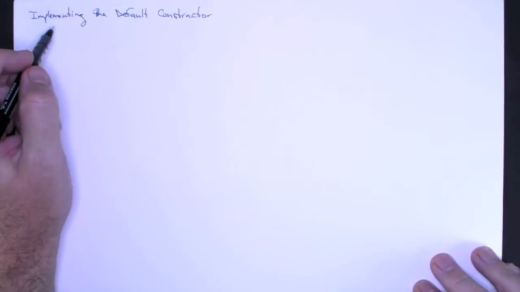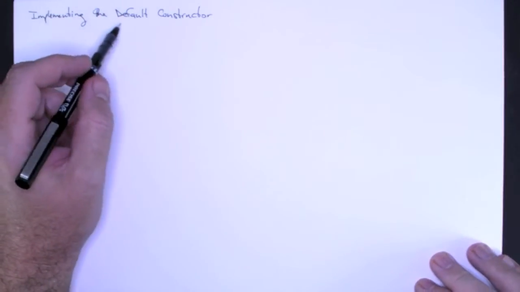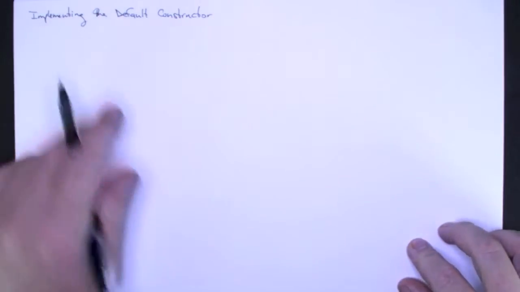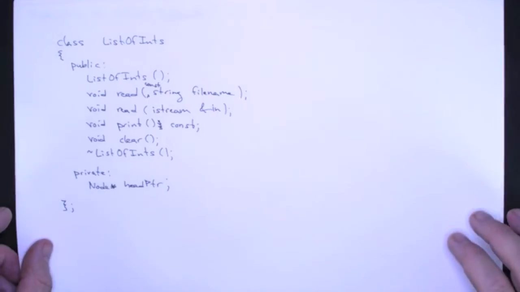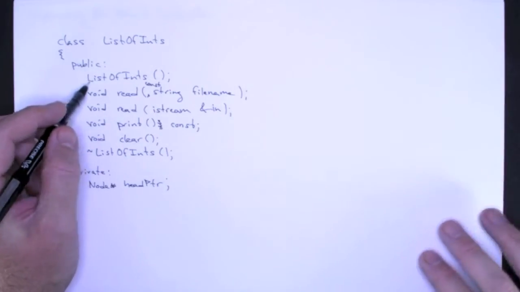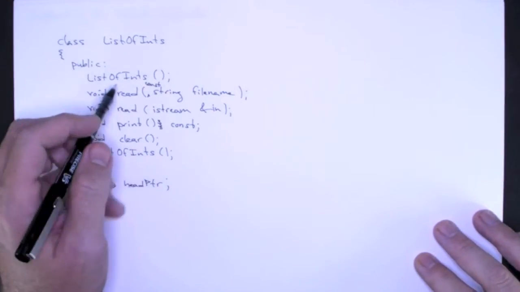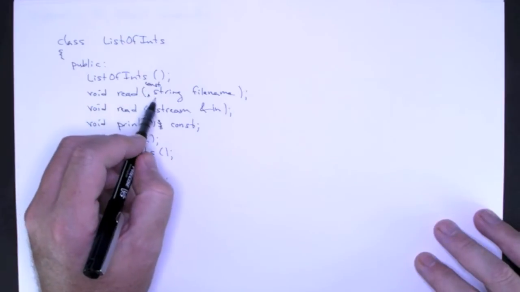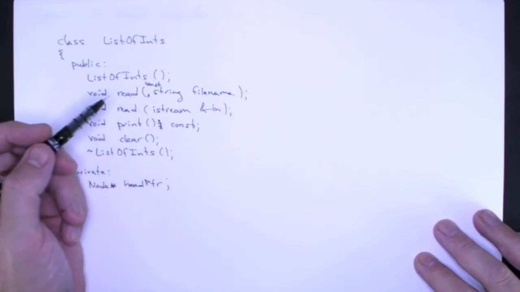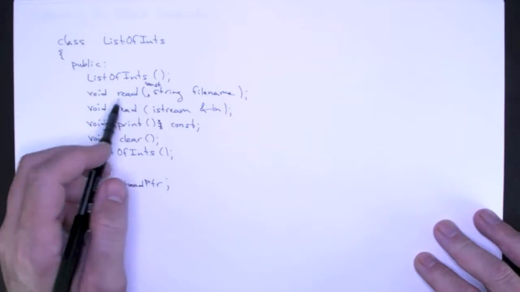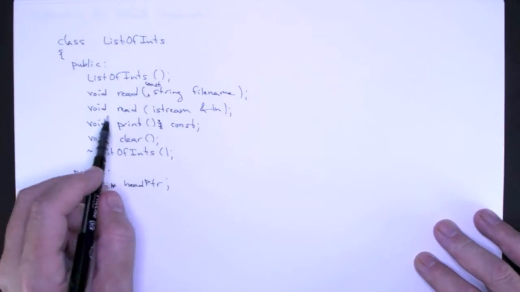Okay, let's take a look at implementing the default constructor for our list of integers. If we go back and look at the design, you can see that we have our default constructor. We have the read method. One thing I noticed is that perhaps we should declare this file name as a constant parameter. We're going to have the second read method that takes an input string.